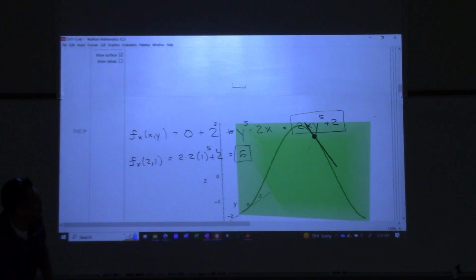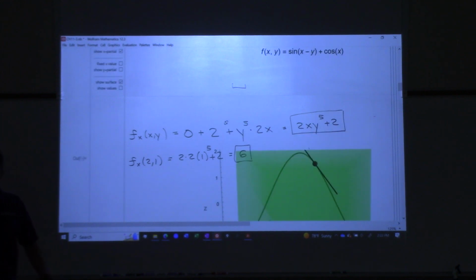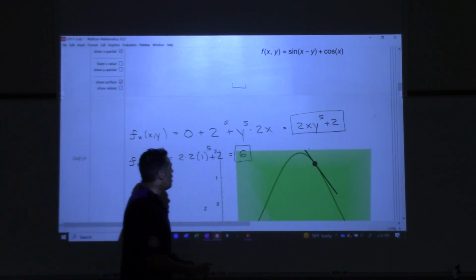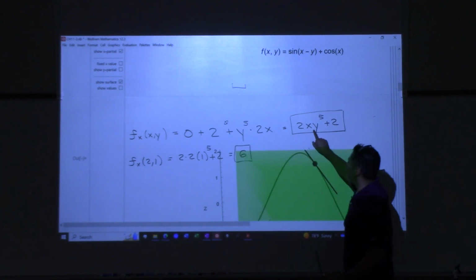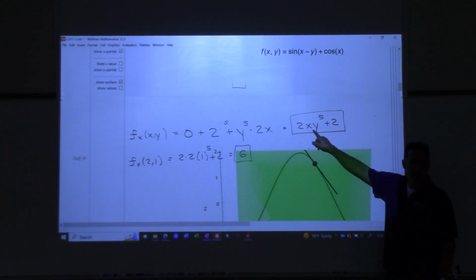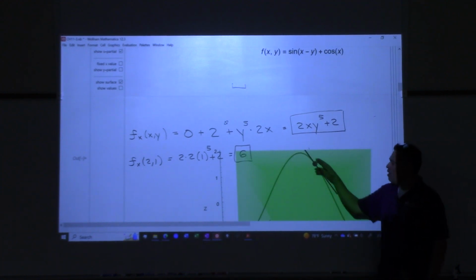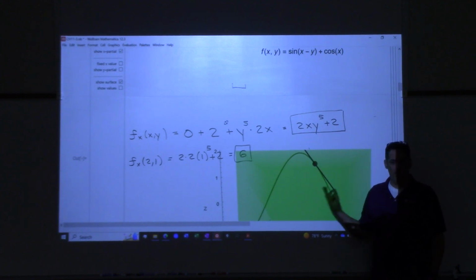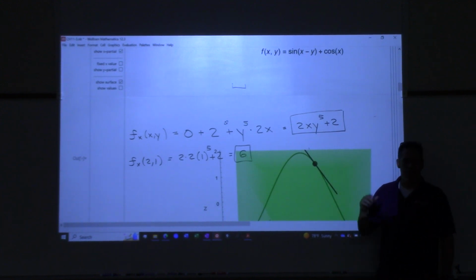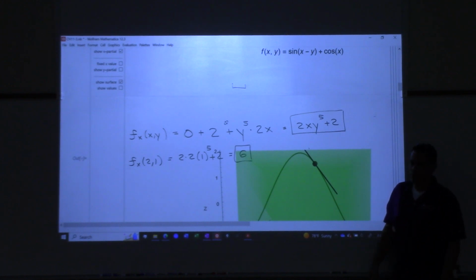My question to you is, if this is a Cal-1 problem, why does my partial derivative with respect to x have 2 variables in it? Because everything we did in Cal-1 had 1 variable in it. Why does my answer have 2 variables? Hold on, I want other people. Any idea? Hold on. Okay.